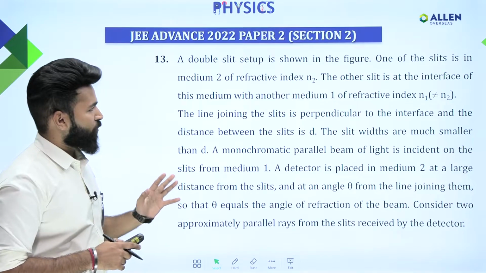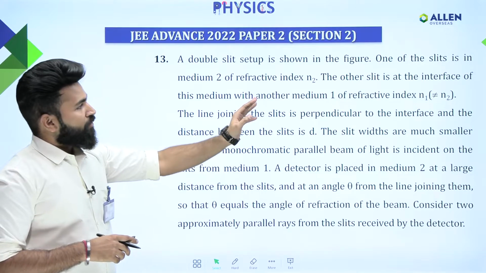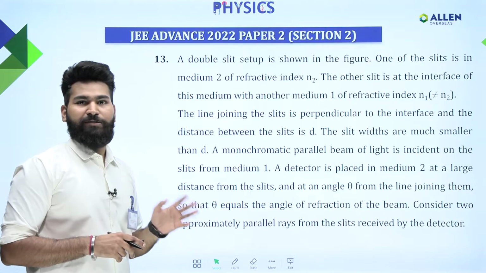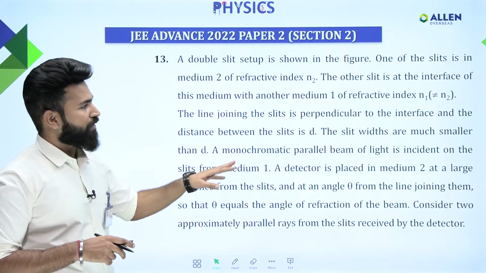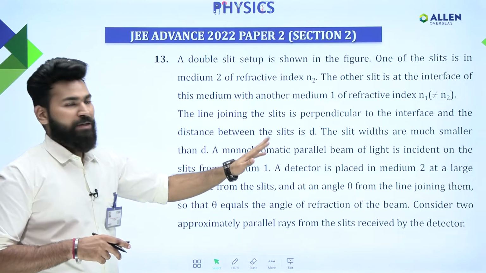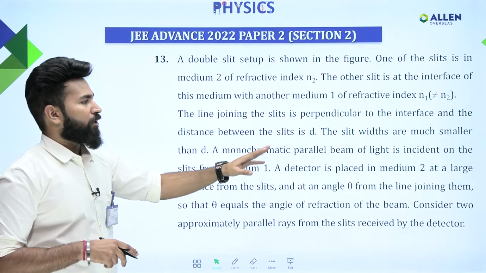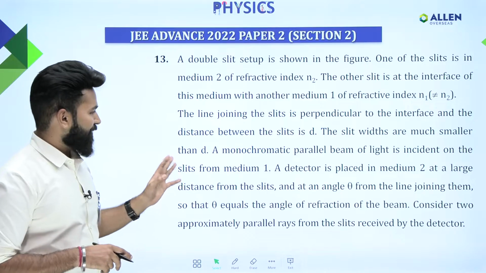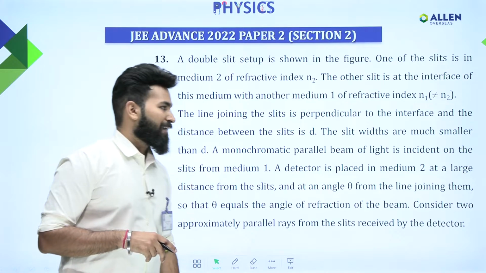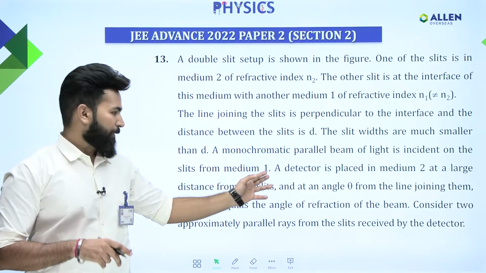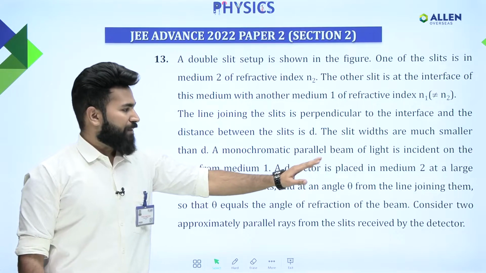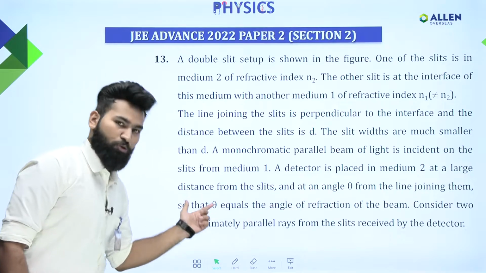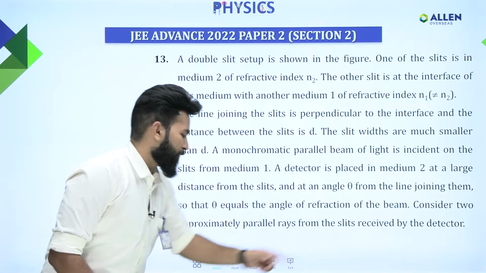A double slit setup is shown in the figure. The figure is on the next slide. One of the slits is in medium 2 of refractive index N2, and the other slit is at the interface of the medium with another medium 1 of refractive index N1. The line joining the slits is perpendicular to the interface and the distance between the slits is d. The slit widths are much smaller than d, and a monochromatic parallel beam of light is incident on the slits from medium 1. A detector is placed in medium 2 at a large distance from the slits and at an angle theta from the line joining them, so that theta equals the angle of refraction.